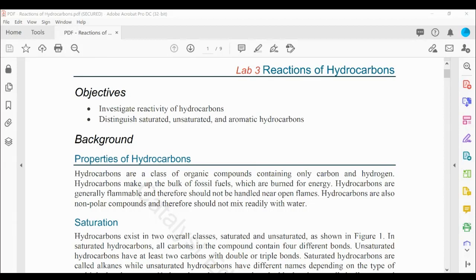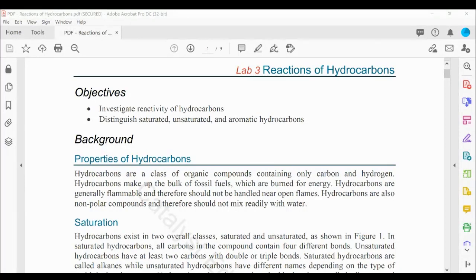So what are hydrocarbons? Hydrocarbons are organic compounds that contain only carbon and hydrogen. They are, in general, flammable. So you know, by experience, we cannot handle hydrocarbons near open flames. We usually work inside a fume hood.